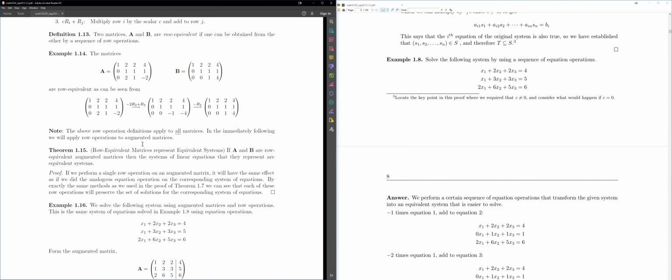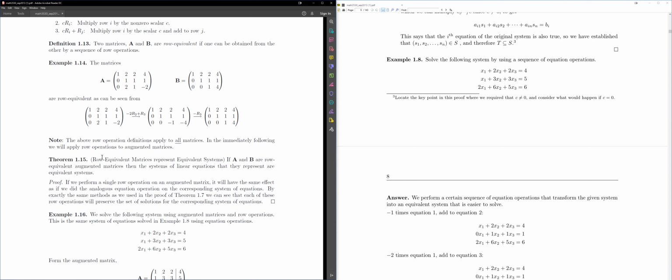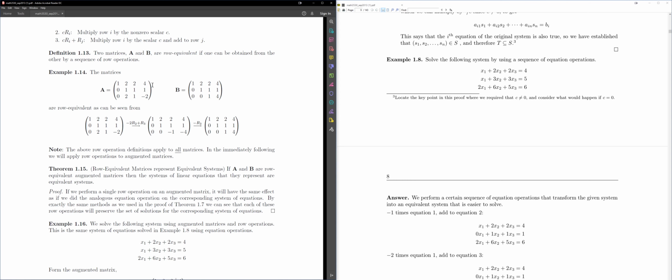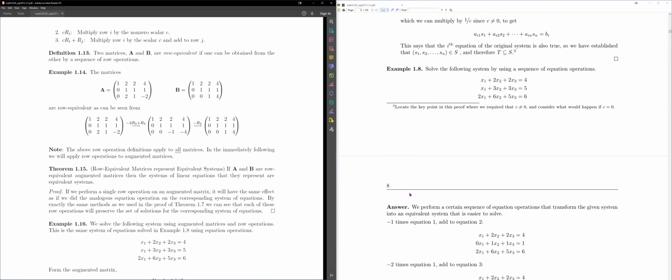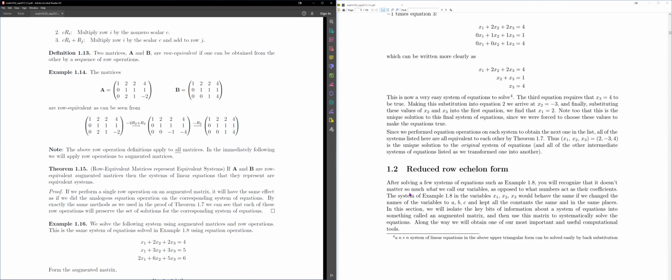Now I want to discuss this theorem over here. We talked about row equivalence: two matrices are row equivalent if you have a sequence of row operations taking you from one to the next. Then you have a next notion, which is equivalent systems. What this says is that row equivalent matrices represent equivalent systems. So what does that mean? Let's look at an example here.